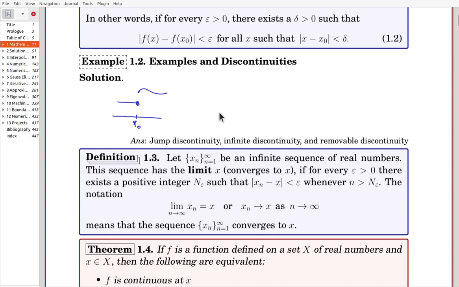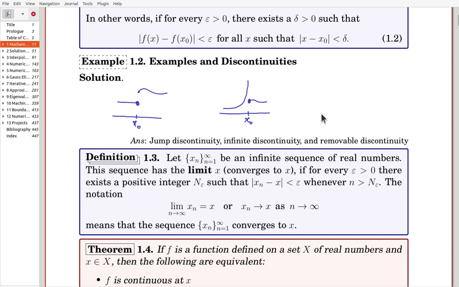And around x0, the value may go to infinity on one side or both sides. For example, on the other side, given in this way, it is going to infinity, so it is called an infinite discontinuity.